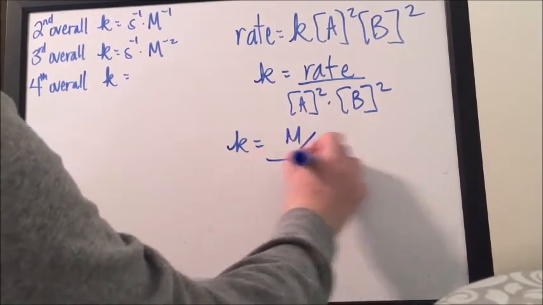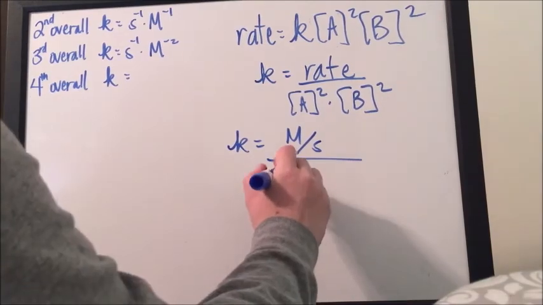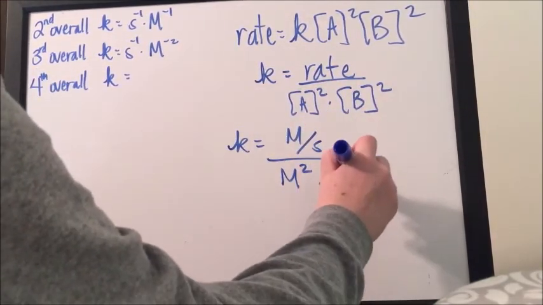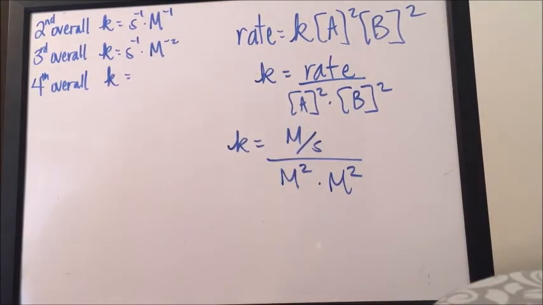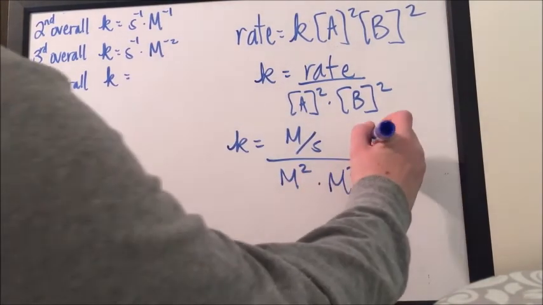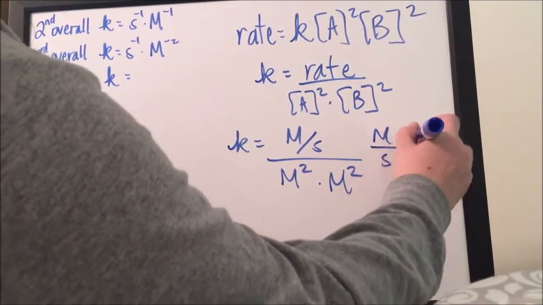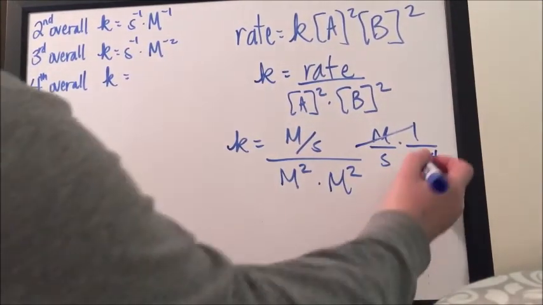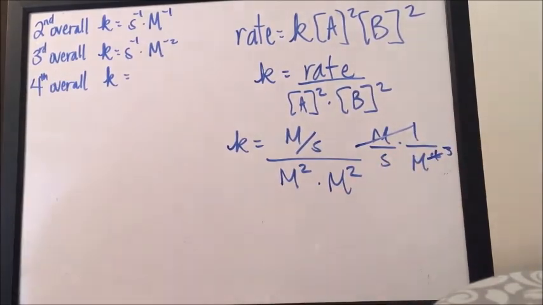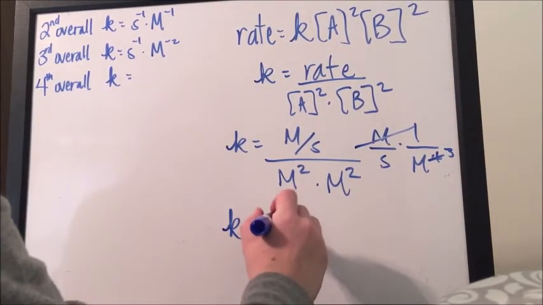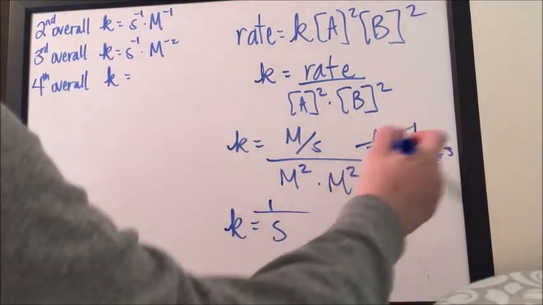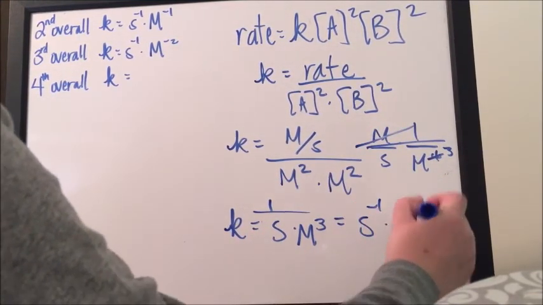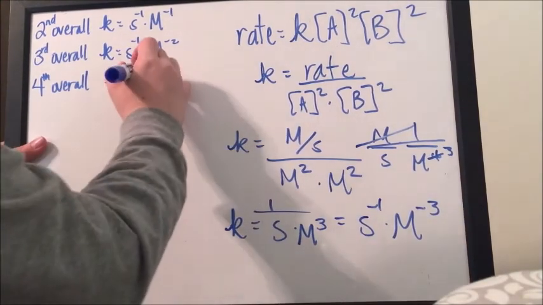Oh my goodness, did it again. Molarity per second over molarity squared times molarity squared, which is essentially molarity to the fourth, which is molarity per second times 1 over molarity to the fourth. So one of these cancels with one of these, making that a 3. And now we have 1 over s times m to the third, or s to the negative 1, m to the negative 3.